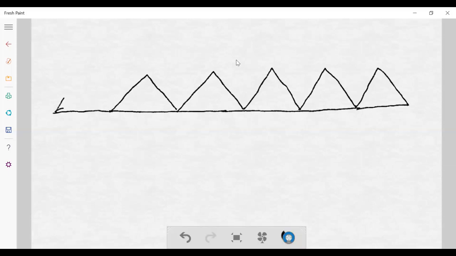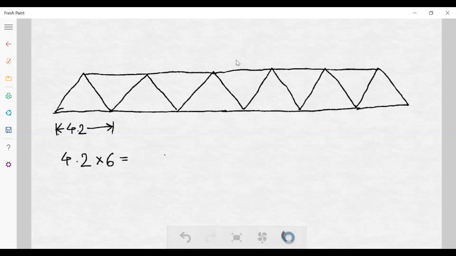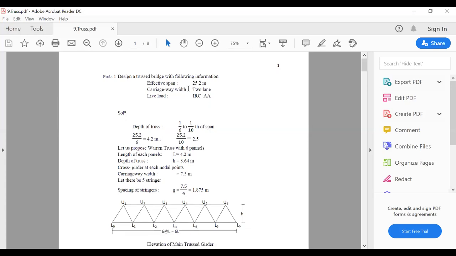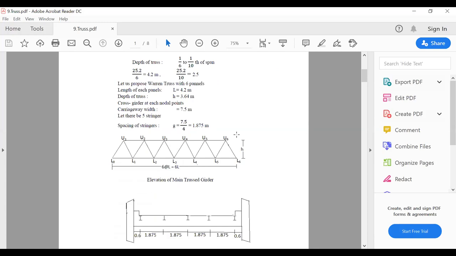So there are 6 panels in the truss, and each panel is of length 4.2. So the total length is 4.2 into 6, which is 25.2 meter. Now what is said here in the PDF file? 25.2, as we already know, we have multiplied 6 into 4.2. Every panel is 4.2. If you don't understand any point, you can just speak up.